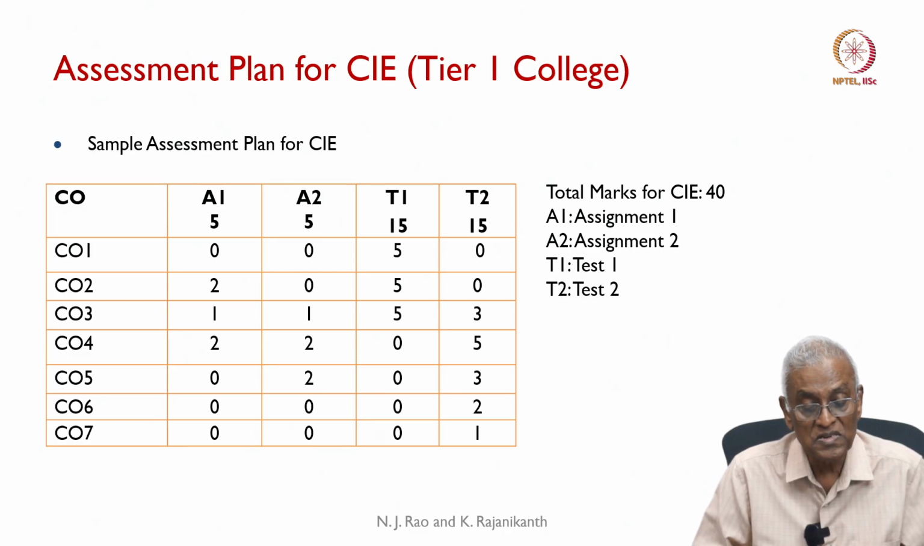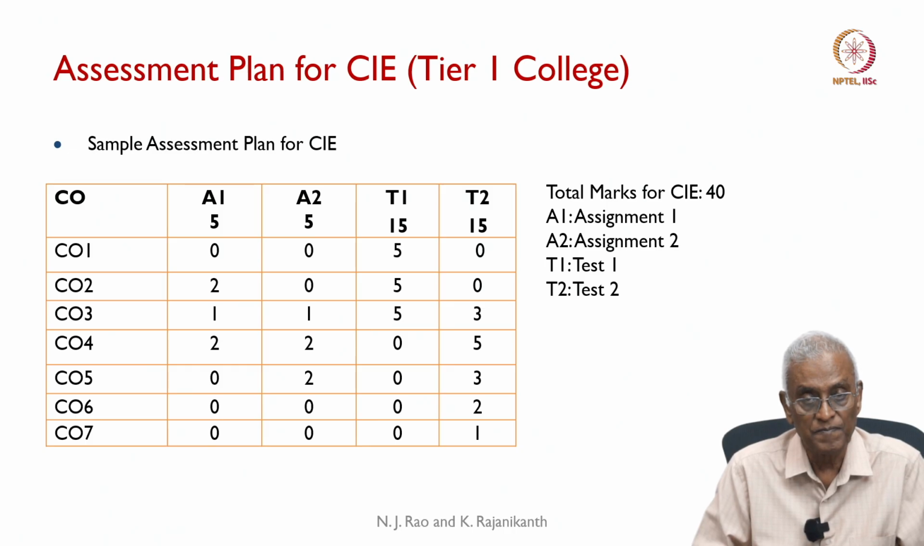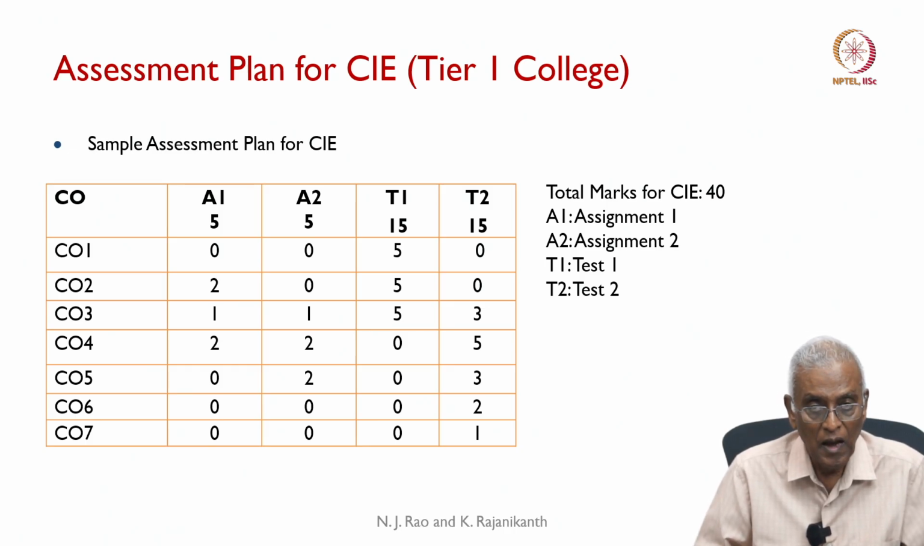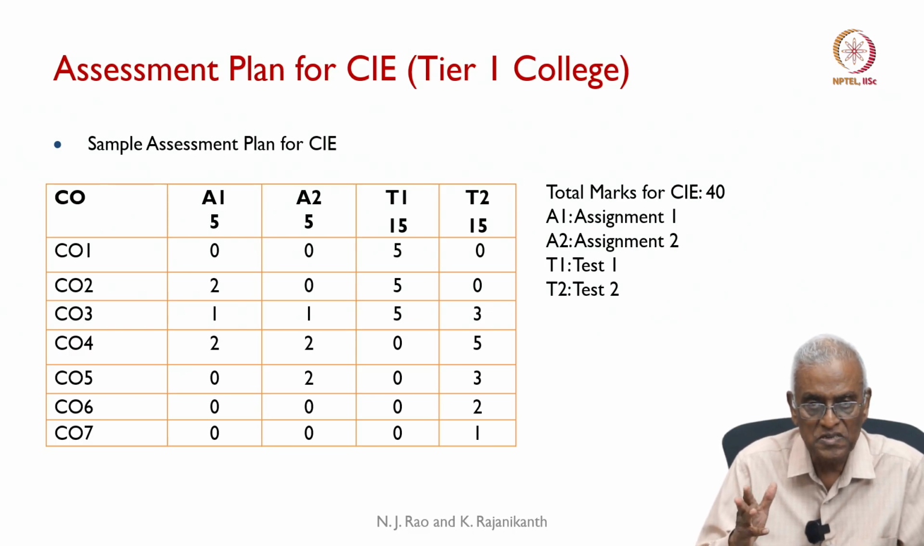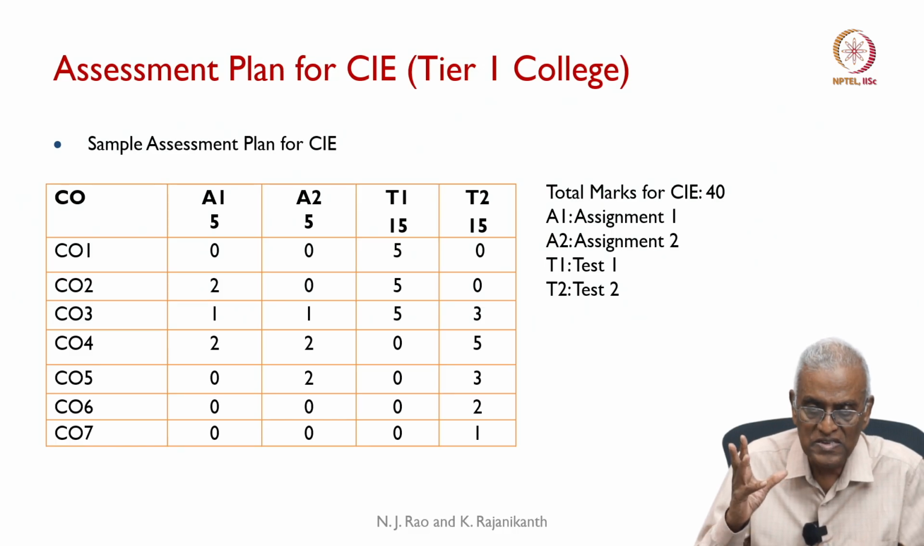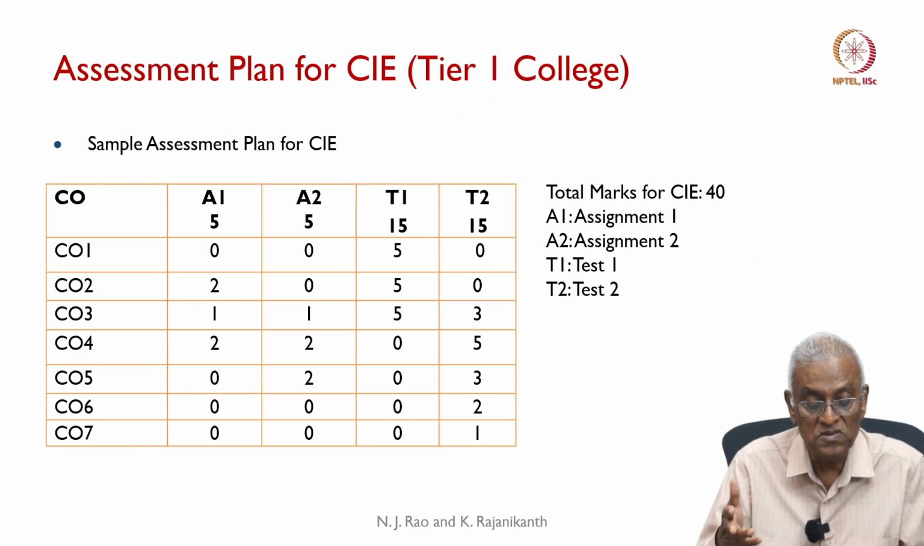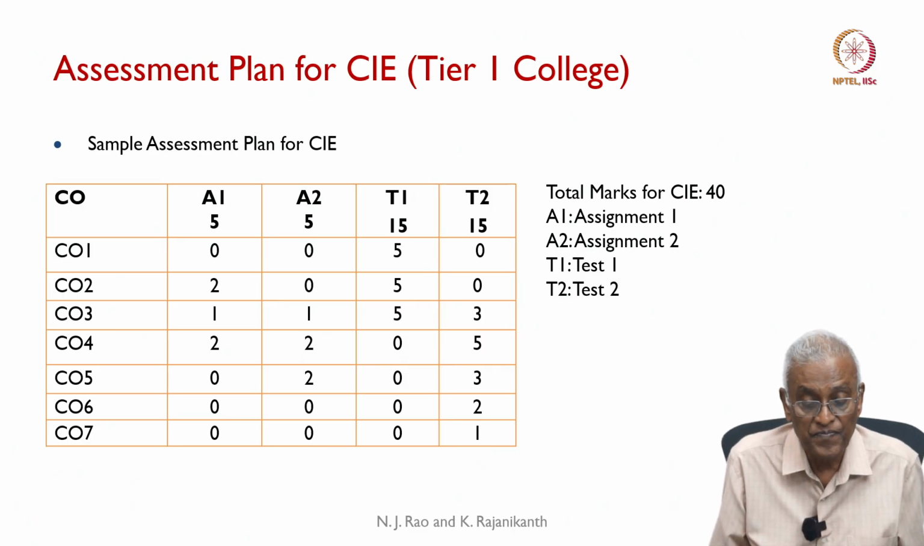Whereas when you come to assignment 2, you are still addressing a little bit of CO3 and CO4, but focus has shifted to CO5 as well. But when I conduct CO6 and CO7, it is towards the end of the semester, so I may not have scope for actually giving an assignment in that. But if you are doing it, yes, by all means, that can also be included.